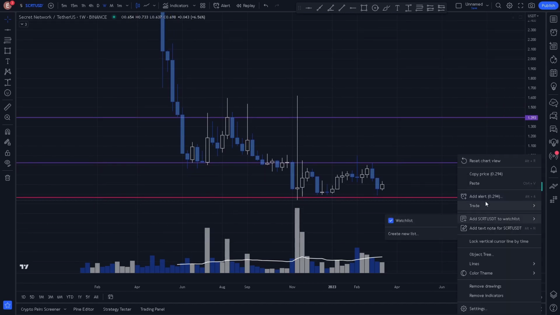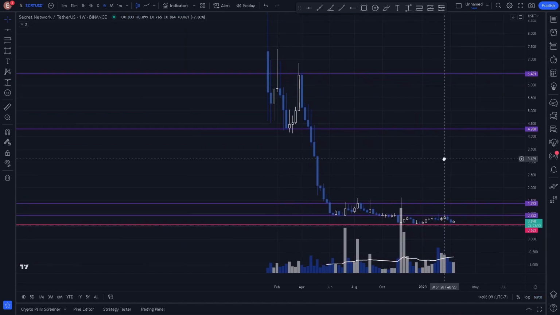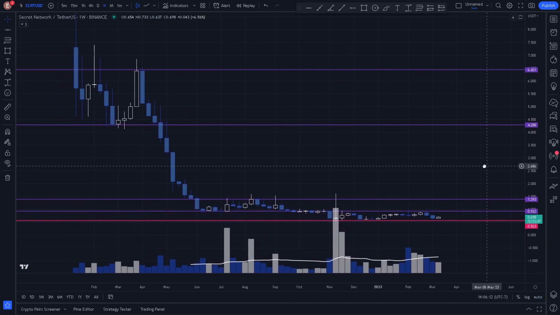So, looking at our chart, these are all the key levels plotted on our monthly and weekly time frame.